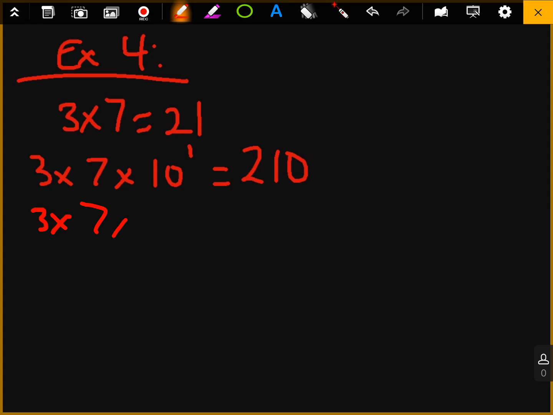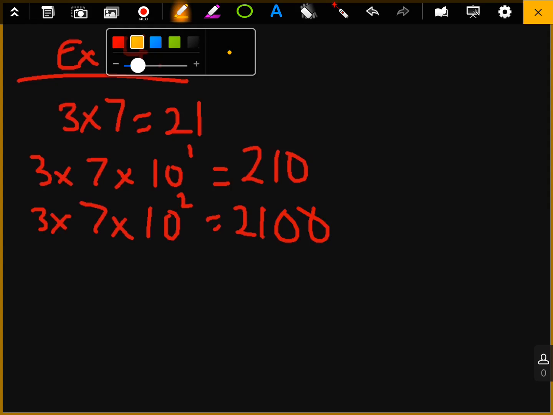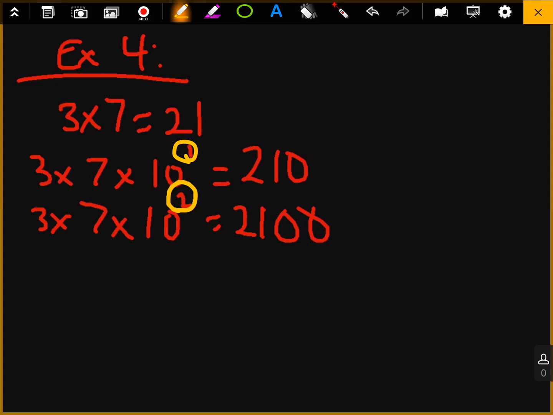3 times 7 times 10 to the second power. I wonder what that's going to be. Well, it's going to be 21 plus the 2 zeros. Because by now you should have figured out this exponent's going to tell you how many zeros you need to tack on the end, or add on the end.